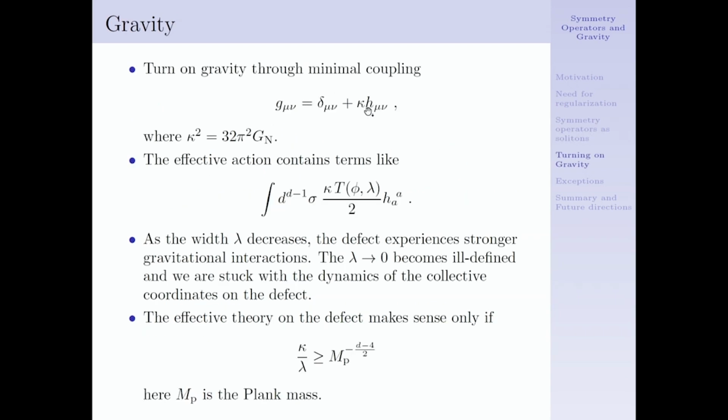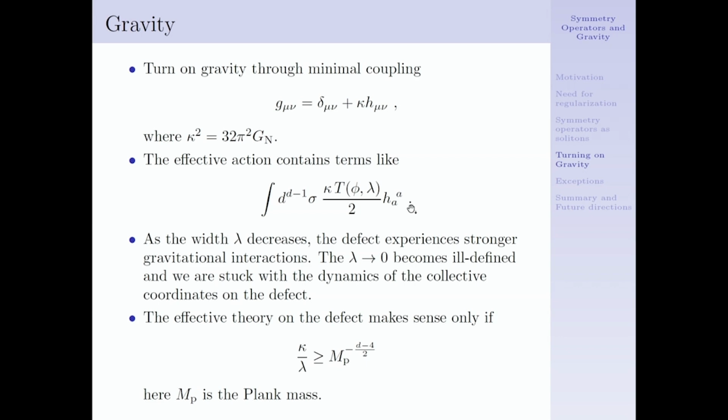And by that I mean small fluctuations around the flat metric. So by turn on gravity, I mean we're going to write the metric as delta mu nu plus kappa, which is proportional to Newton's constant, times small fluctuations. And if you repeat the analysis, again, in all examples that we looked at, there is always a universal term of this form. Here we have kappa times the tension of the defect times the trace of the metric along the parallel coordinates. So A here are the coordinates along the defect. It doesn't include the transverse coordinates.